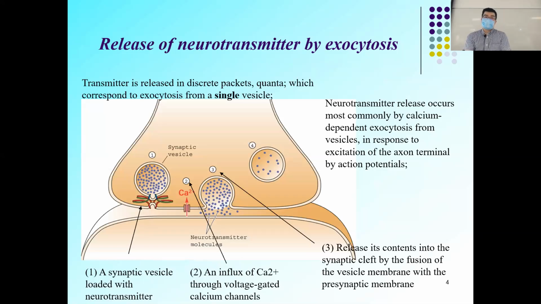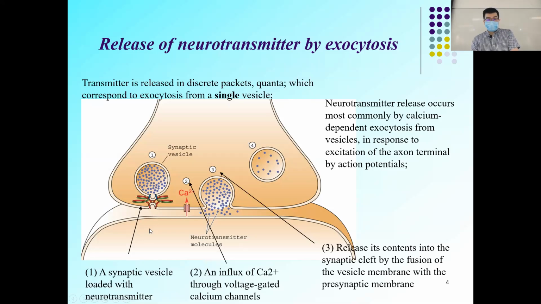So the release is by exocytosis, but exocytosis is not just a simple release. It depends on a complicated process, because when you think about it, they have to release at once together. Usually they are released as a discrete packet or quantum. So each release is a fixed amount, and then it adds up depending on how strong the action potential frequency is. Okay.